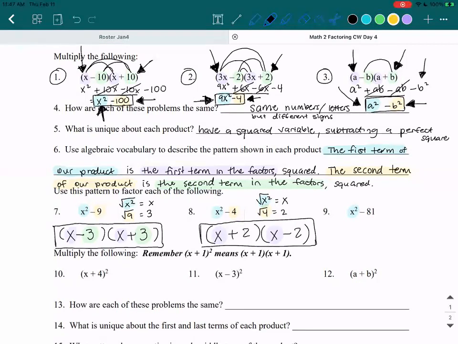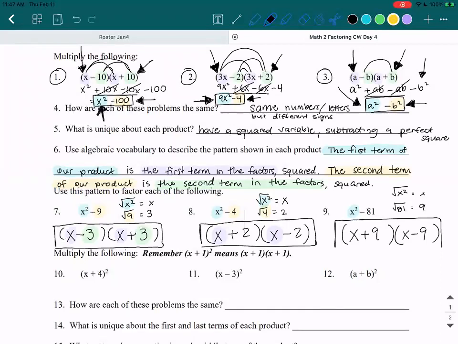Okay, and then let's do the same thing for number 9. I'm getting lazier with my colors, but I think you guys got the idea. So, what's the square root of x squared? x, good. And then what is the square root of 81? 9. But yes, 9. And so you could write x plus 9, x minus 9, and that would be correct.